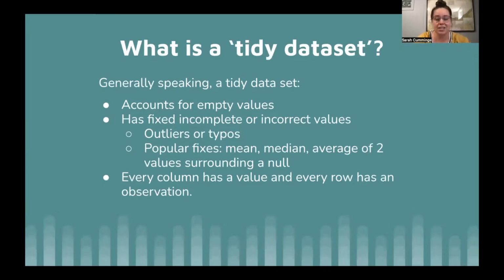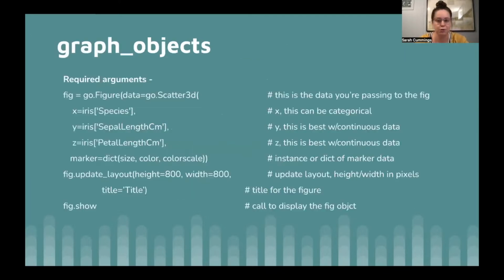What is a tidy data set? This is a super quick overview, but essentially, a tidy data set accounts for any empty values and you've fixed any incomplete or incorrect values. So that's typos, case mismatches in strings, outliers, either too big or too small. Popular fixes for numerical issues are using the mean to fill the nulls, the median, or taking the average of the values surrounding a null. And then in short, every column has a value and every row has an observation. I'm going to use the iris data set, which is a pretty famous open source data set that comes tidy, which is very useful for us today.